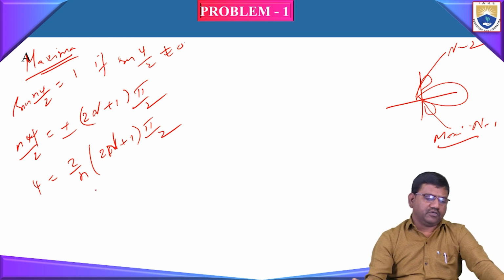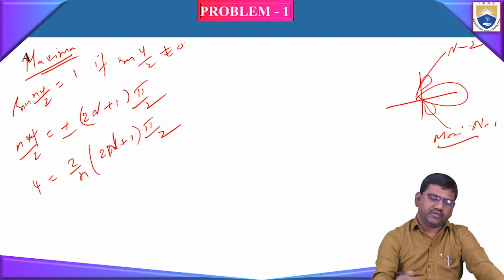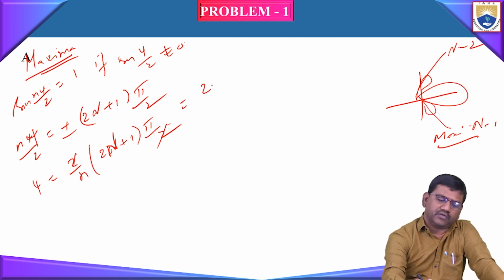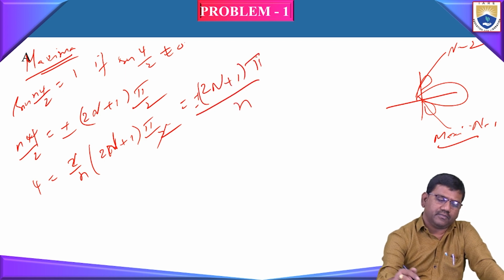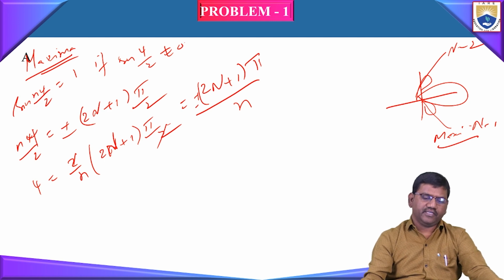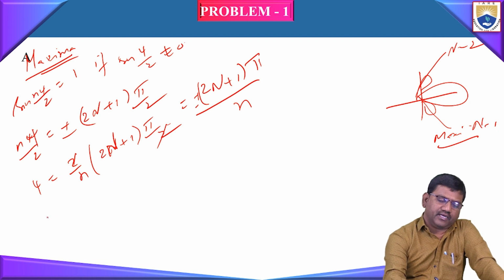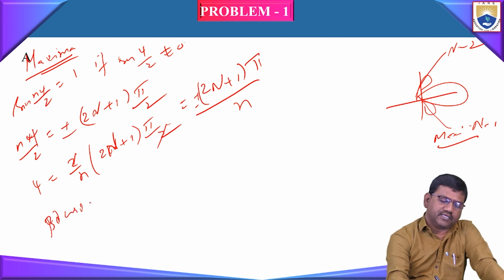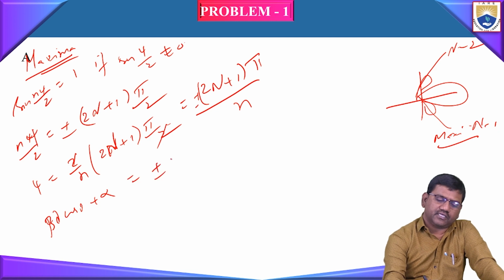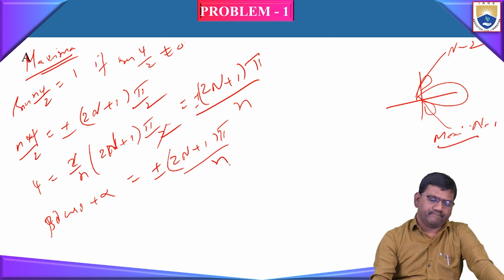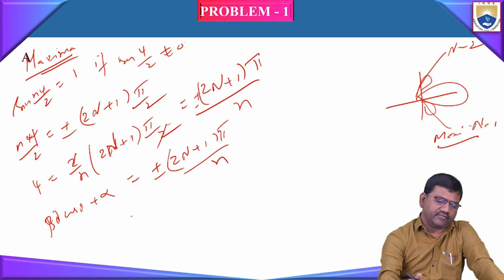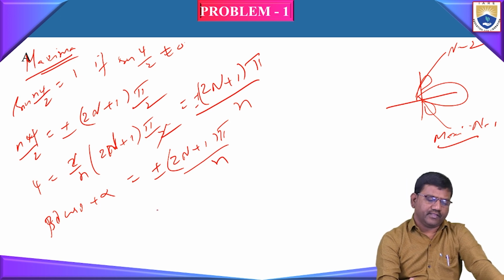So ψ is equal to (2/n)(2N+1)π/2. If we cancel this, you will get plus or minus (2N+1)/n into π. So like this we can simplify here. And ψ is equal to β d cos θ plus α. This is equal to plus or minus (2N+1)π/n. So here we are going to find out the value of ψ by substituting β d cos θ.